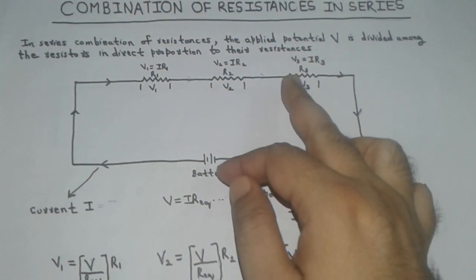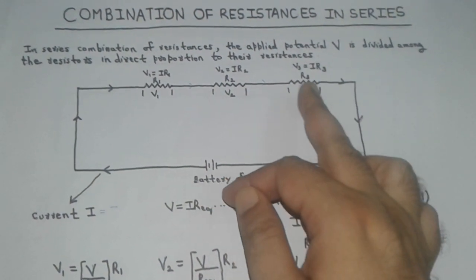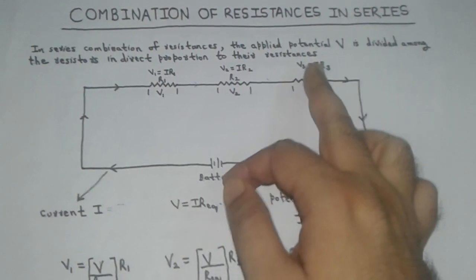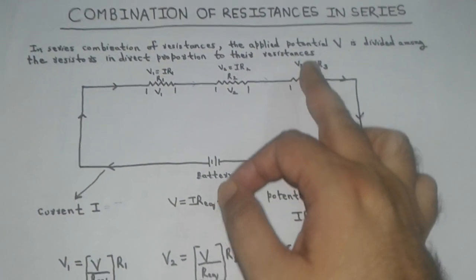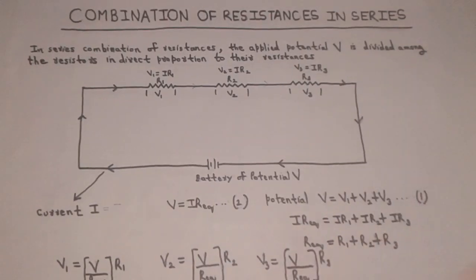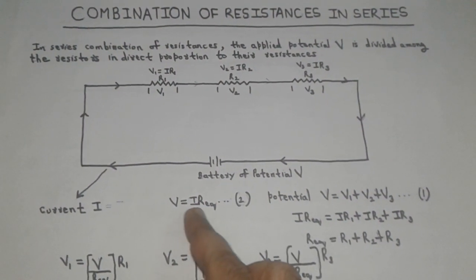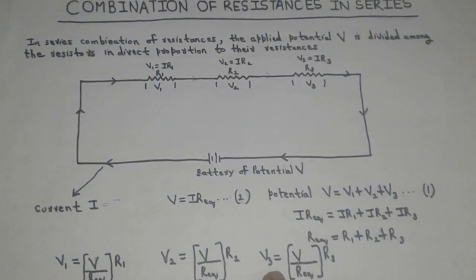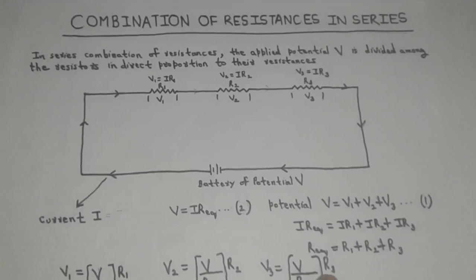Similarly, we can determine the potential drop across the resistor with resistance R3, which is V3, and from Ohm's law V3 equal to I R3. So substituting the value of I is equal to V upon R equivalent from equation 2, we get V3 equal to V upon R equivalent into R3.